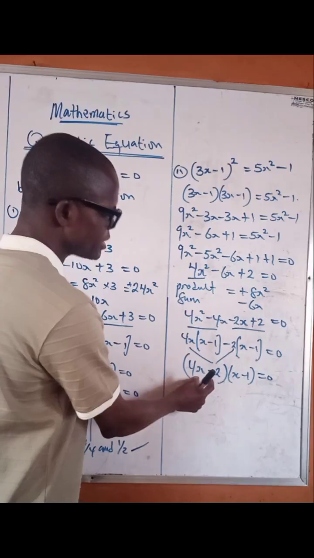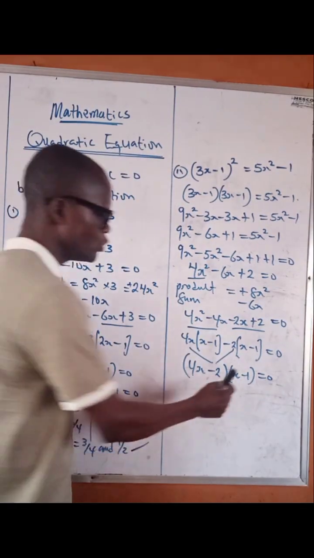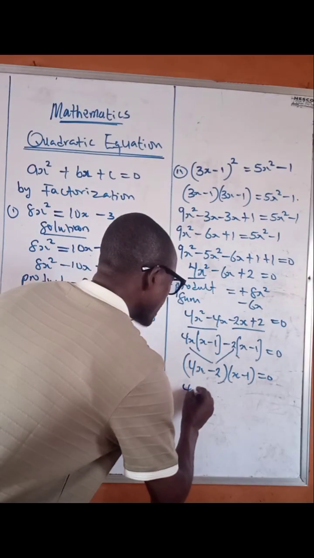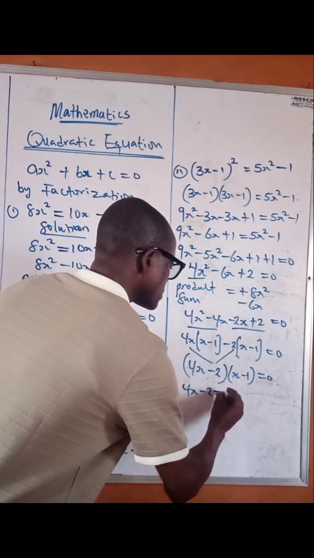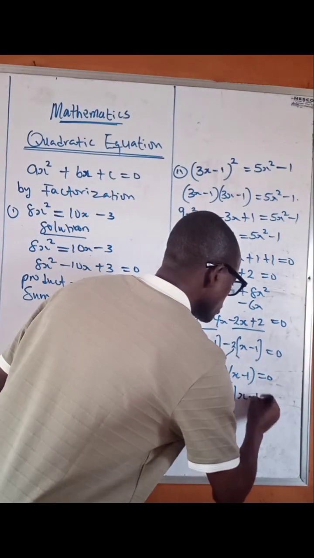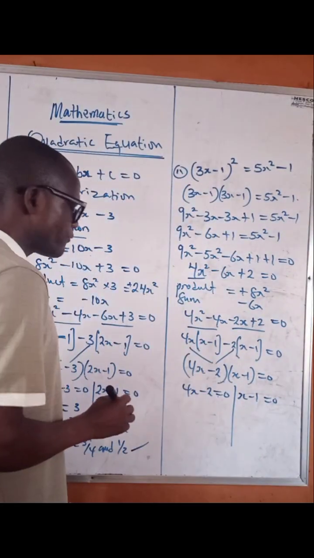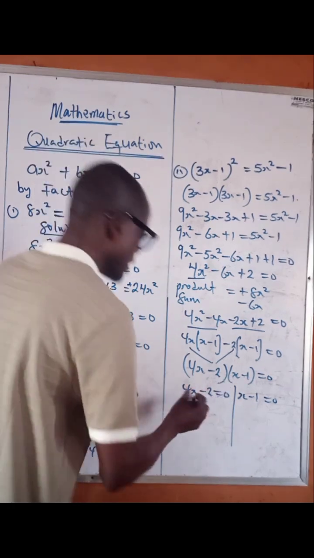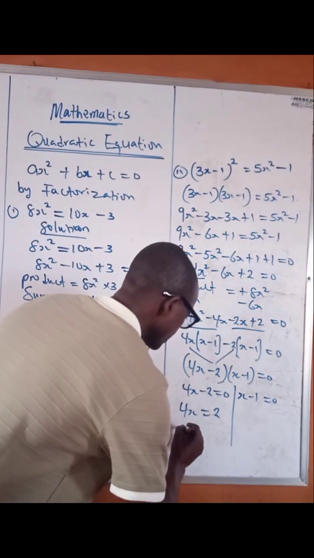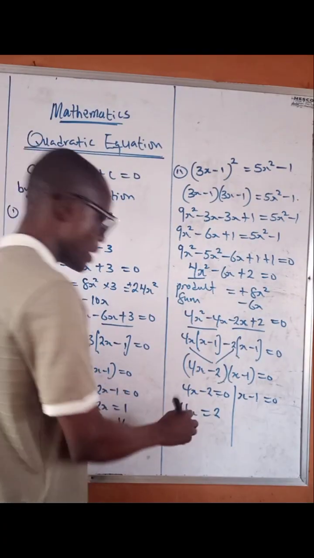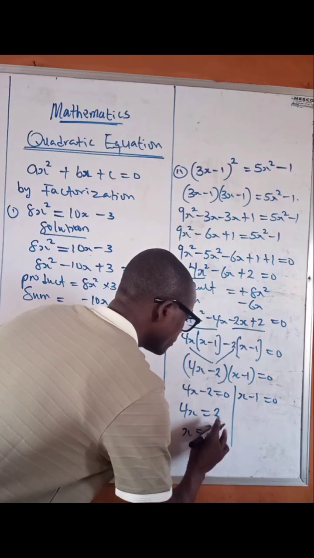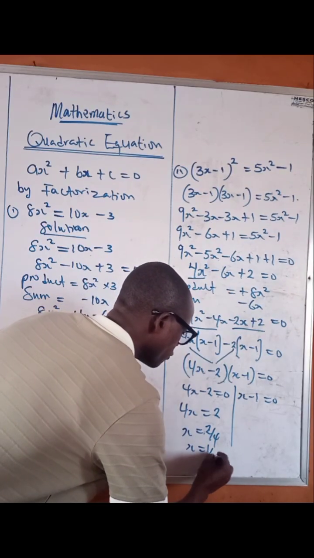Now, let's equate this to 0. The same way, you also equate this to 0. Now, in doing that, that will be 4x minus 2 equal to 0. Then, let's look at this side. x minus 1 equal to 0. Now, from there, we take this one. That will be 4x equal to 2. Then, we are looking for x. So, x now equal to 2 over 4. So, our x equal to 1 over 2.